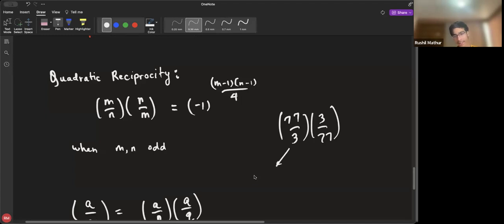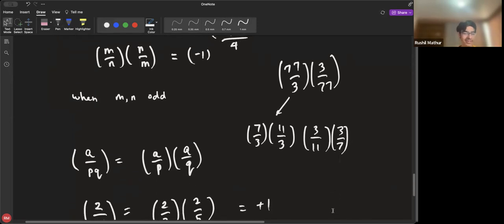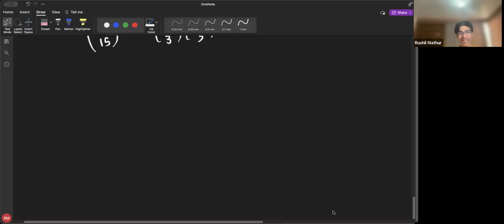Instead, what you should probably do is split the 77 into (7/3) and (11/3), and then multiply (3/11) and (3/7). I mean, this is just for the sake of, I don't know, being safe. There's no real reason to do this.